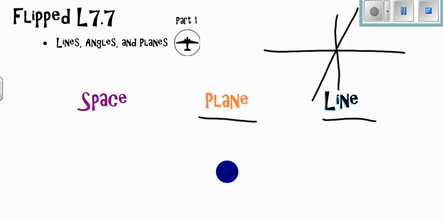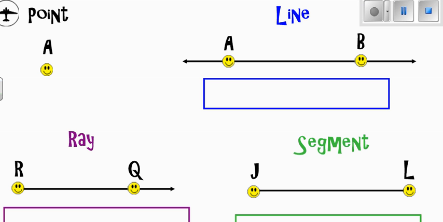Let's talk about these concepts that we've looked at in the past and see how we're going to use them today. So we start with the idea of a point. Point, of course, we've covered already, right? We got the simple point. We call it point A, right? And just like that, you know what a point is, right? From here, we move on to a line.